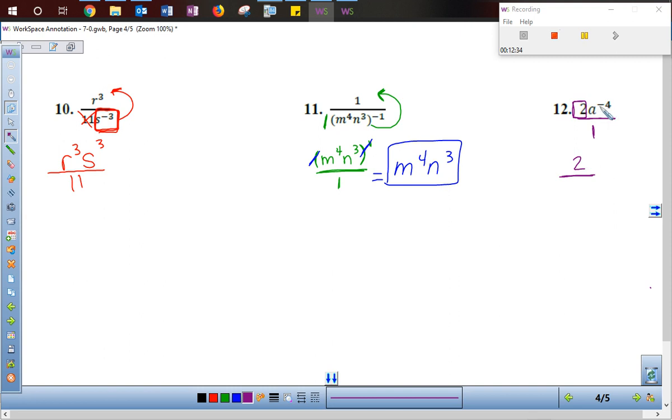Now, a to the negative fourth is what does have the negative exponent, so it's going to come down here to the denominator, and it's going to become a to the positive fourth. So I have 2 over a to the positive fourth.